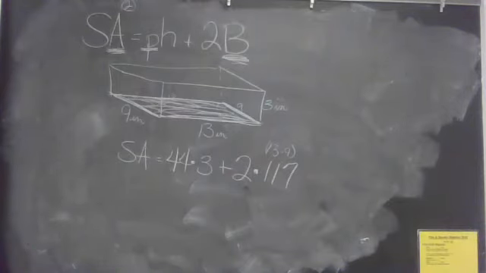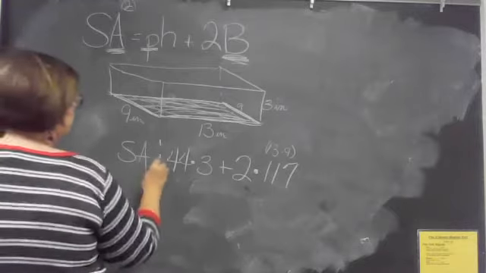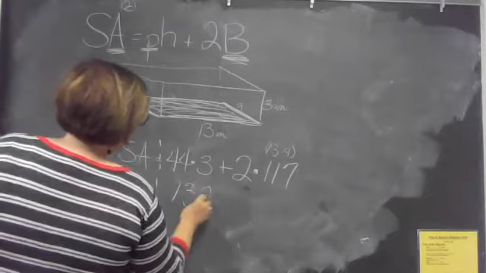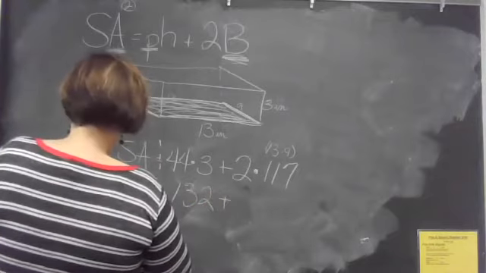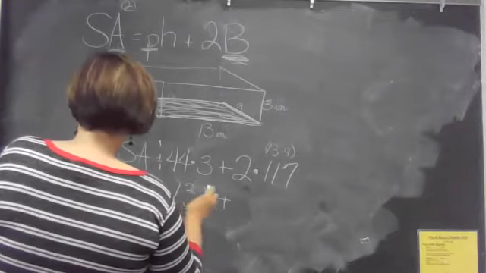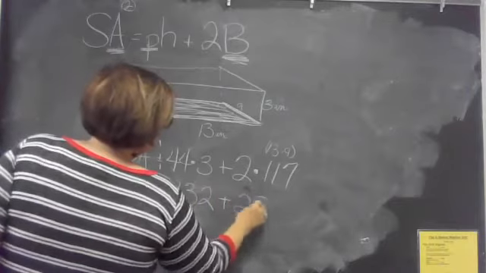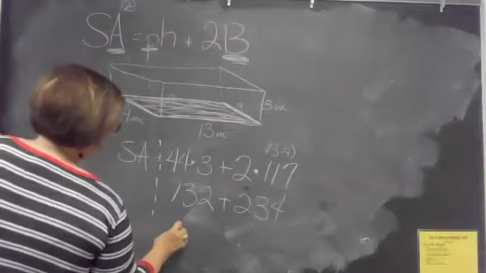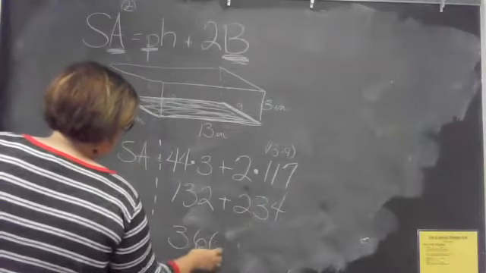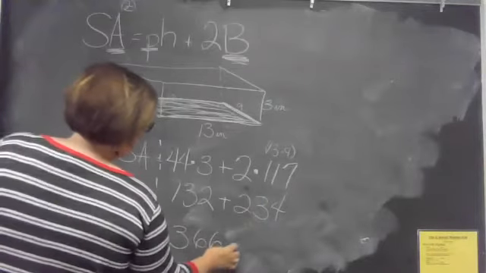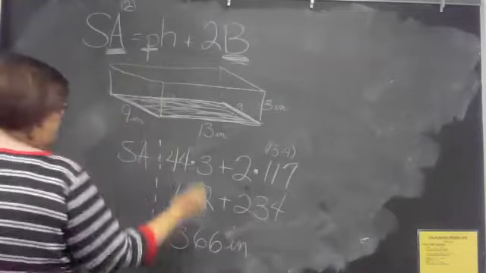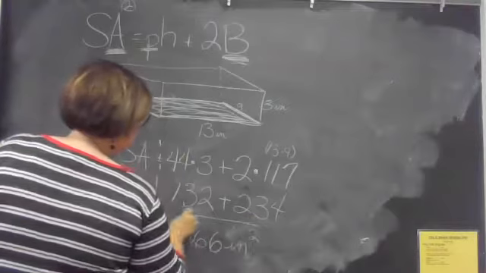Yes. And then simply do the math. 132 plus 234 is 366 inches. And remember again, it's area, so it's inches squared.